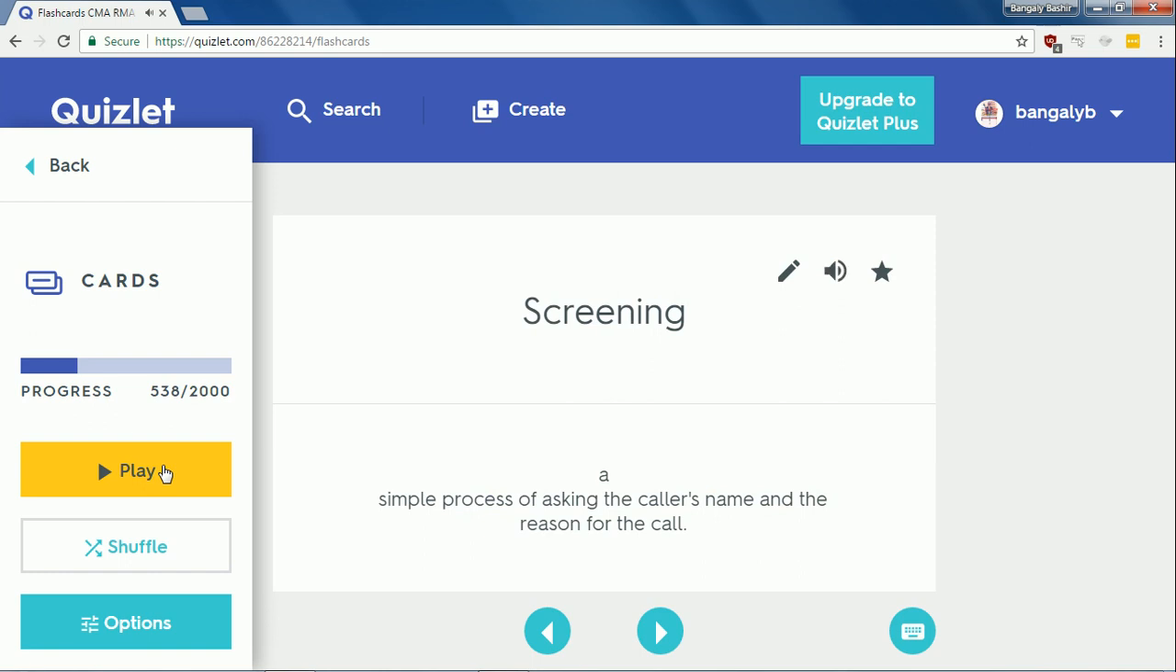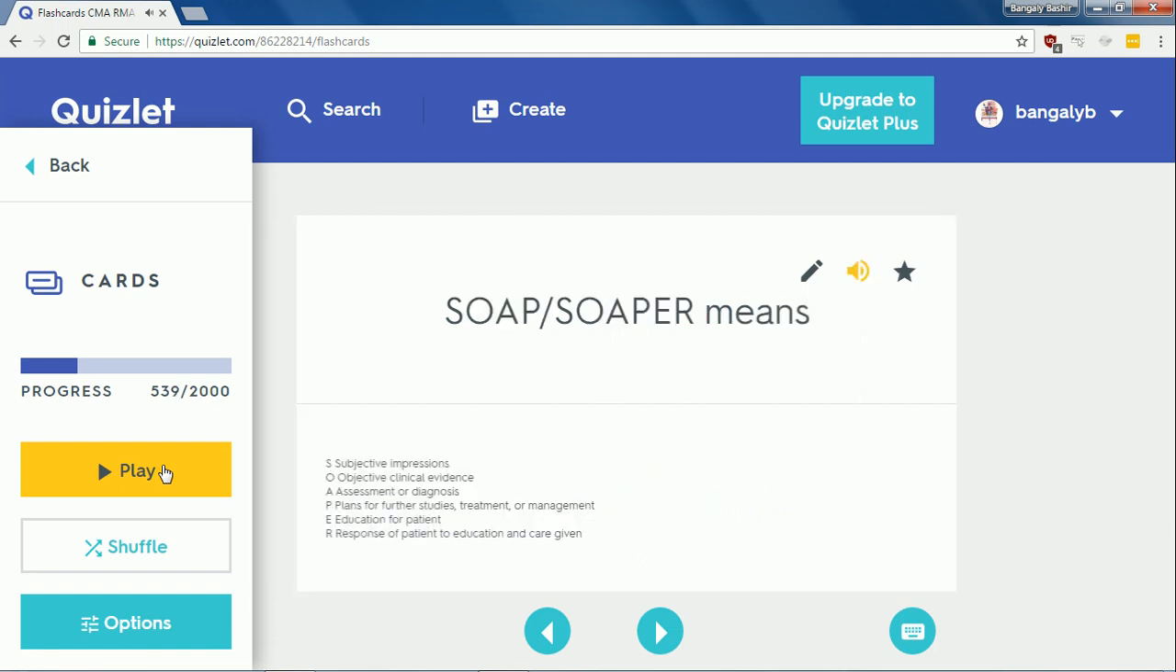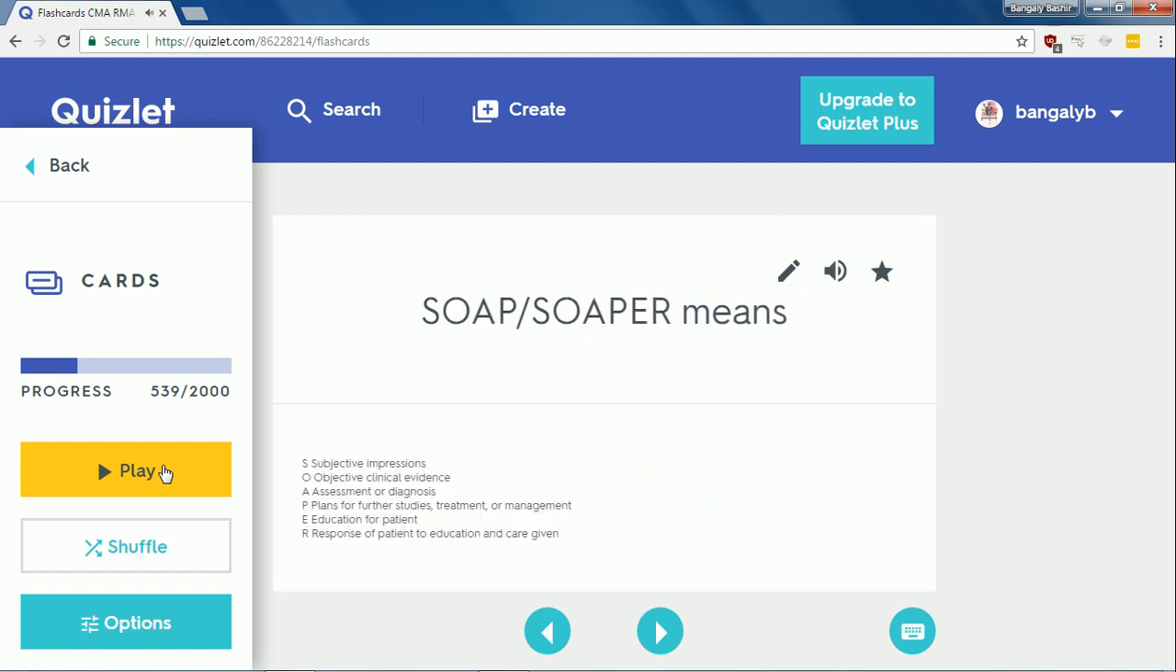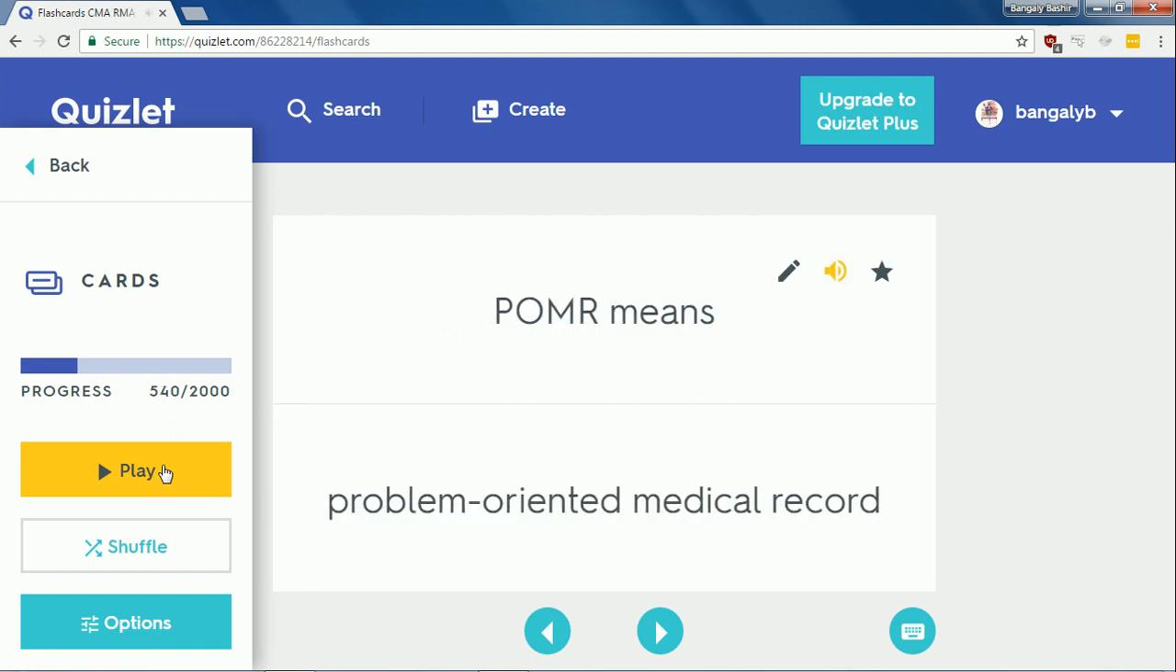Screening: a simple process of asking the caller's name and the reason for the call. SOAP-SOBER means S, subjective impressions or objective clinical evidence; A, assessment or diagnosis; P, plans for further studies, treatment, or management; E, education for patient; R, response of patient to education and care given. POMR means problem-oriented medical record.